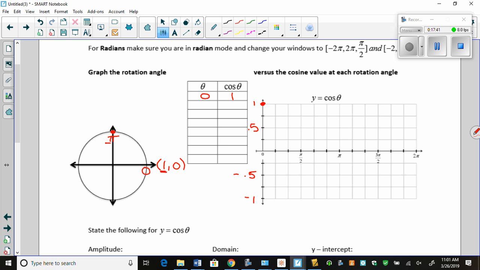Then at pi over 2, x is 0, so it's at pi over 2 and 0. For pi, it's at negative 1, 0, so it's at pi and negative 1. At 3 pi over 2, it's at 0 and negative 1, so it's at 3 pi over 2 and 0. If I was doing the sine, it'd be 3 pi over 2 and negative 1, right? And then at 2 pi, we're back to 1. If it was sine, I'd do 2 pi and 0. And then we have our in-between. So this is pi over 6, and then et cetera, pi over 3, 4 pi over 3, 5 pi over 6, 7 pi over 6, 5 pi over 3.